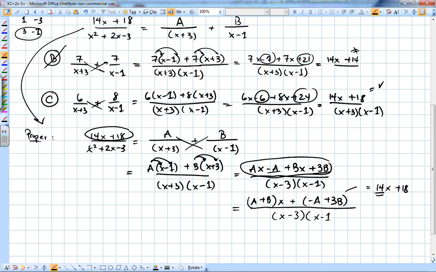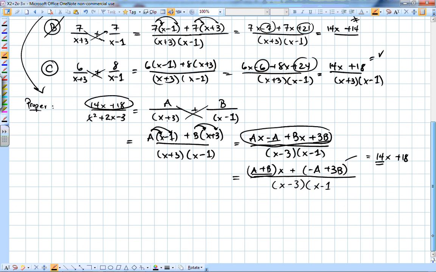So again, what's in front of the x should be equivalent. So from here, I'm going to get that a plus b in front of the x should be equal to this 14, which is in front of the x. The constants are all these, negative a plus 3b. That should be equal to this constant over here, positive 18. Now this is just solving a system of equations, two unknowns, two equations, various ways of doing it. You can combine these two equations to have 4b is equal to 32. Solving for b, I get b is equal to 8.